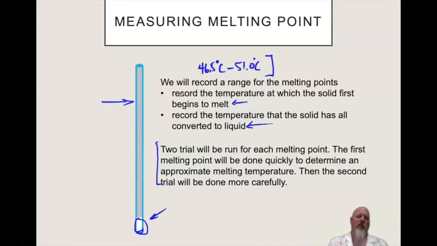We're going to heat it up to just below where our rough melting point was, and then we're going to slowly heat it from there to try to make our range as narrow as possible. All right, and then we'll do that for an unknown, and then we'll be done with this lab.